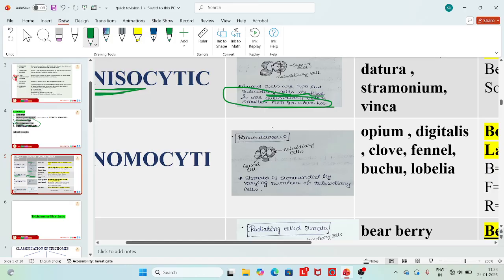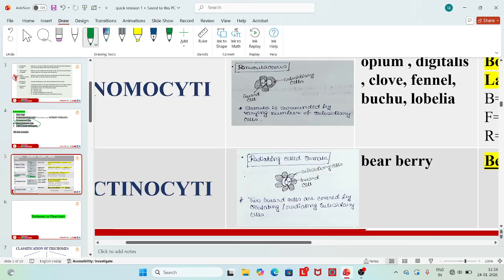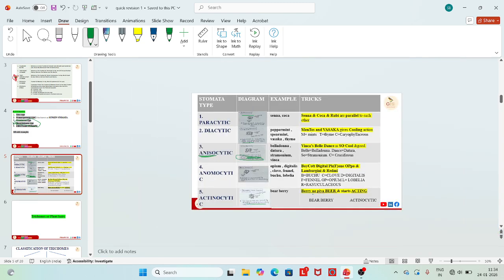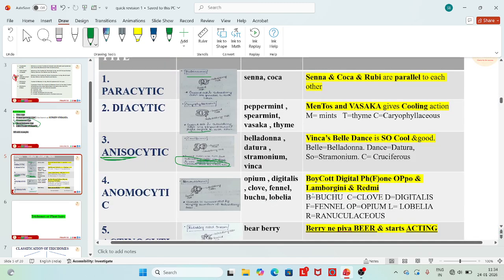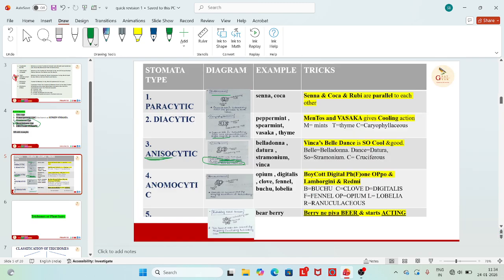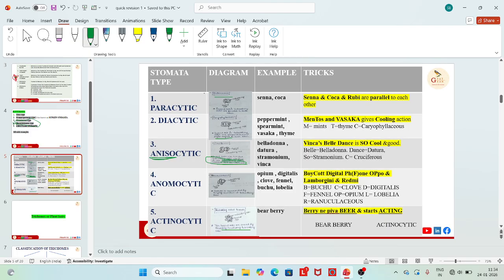Here the stomata is surrounded by a varying number of subsidiary cells, and in the actinocytic or radiating cell stomata, the 2 guard cells are covered by circulating or radiating subsidiary cells. So these are the classification and definition, or the characteristics you can say, for the types of dicotyledonous stomata. And examples, for example, I have told the tricks.